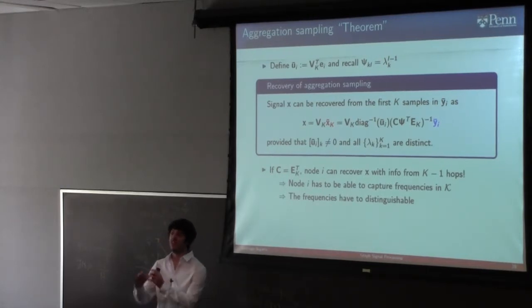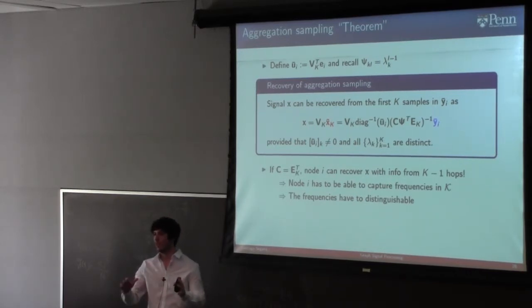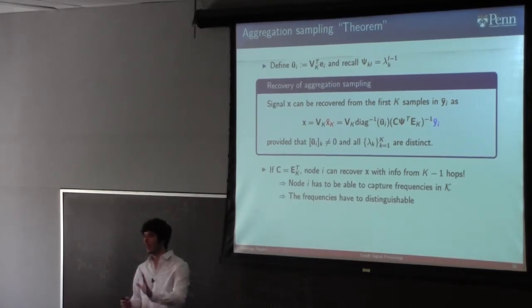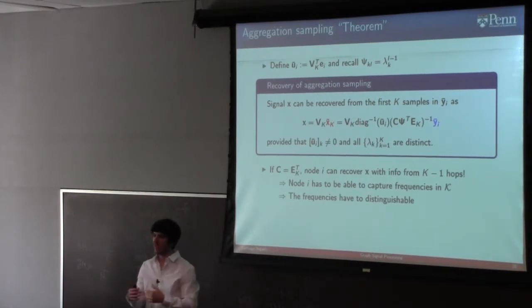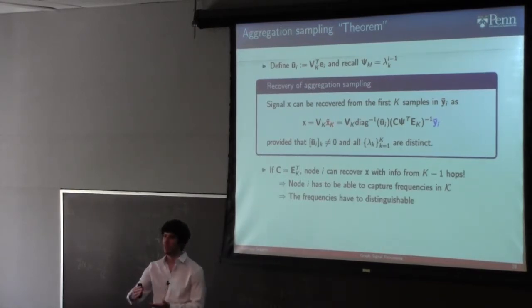So we say this graph supports this kind of sampling, and within another graph, if you want to do this kind of sampling, you're lost. So you can a priori tell which graph, and within each graph, which node is a good node to do aggregation sampling. Here we actually inherit some of the good parts of sampling in time, which is this Vandermonde structure. We inherit it through this matrix psi.